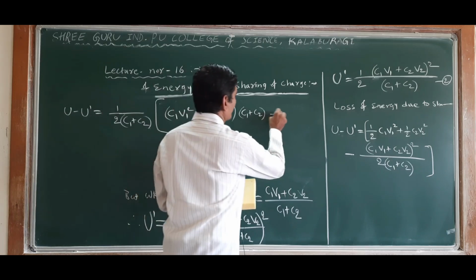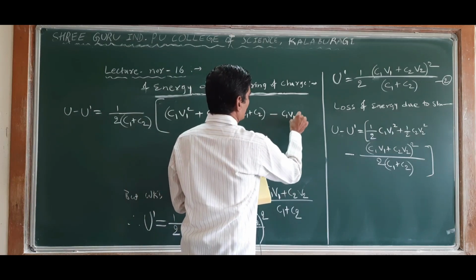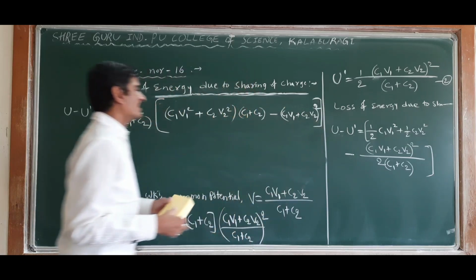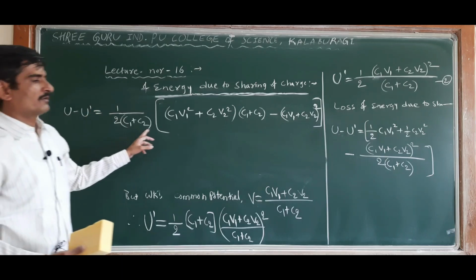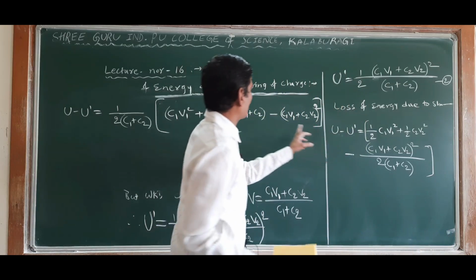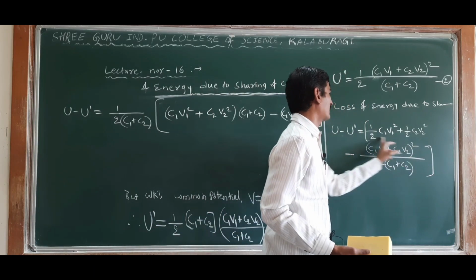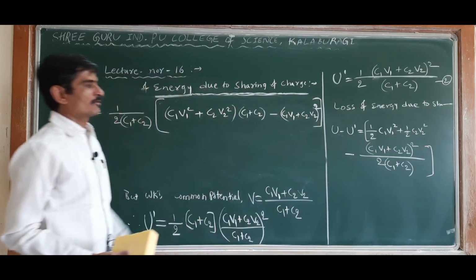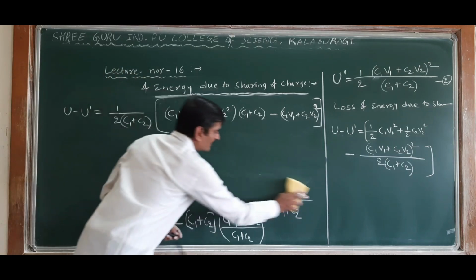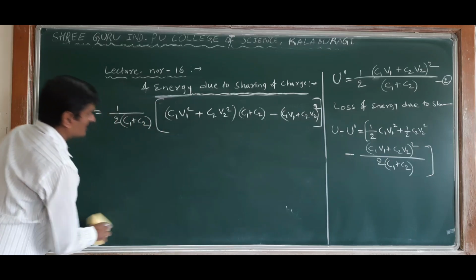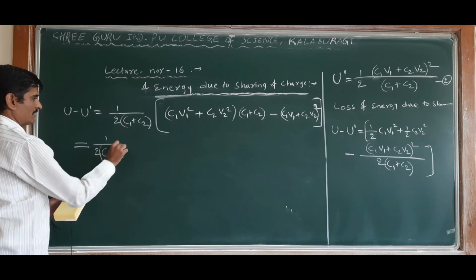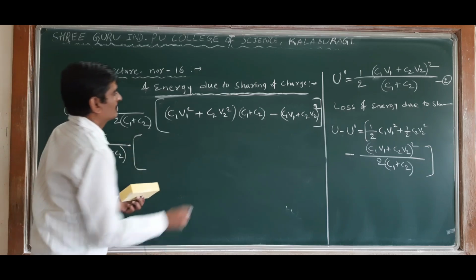and minus (C1 V1 plus C2 V2) whole square. We have taken common 1 by 2 (C1 plus C2), so that term will remain as it is, (C1 V1 plus C2 V2) whole square. Here (C1 plus C2) in the denominator is not there, so multiply by (C1 plus C2). So now open the bracket, that is 1 by 2 (C1 plus C2) as it is. Okay.